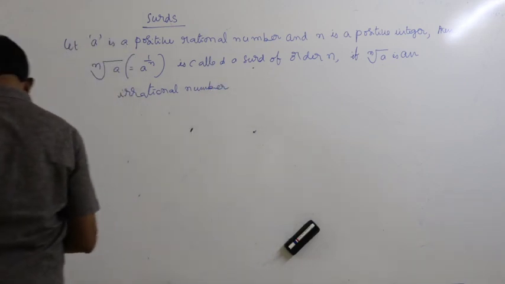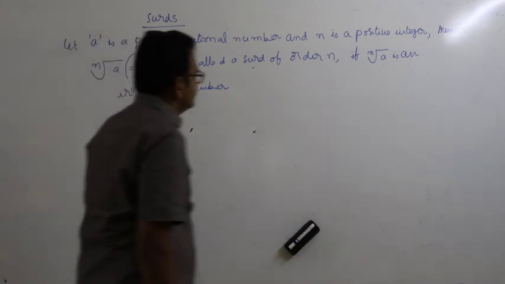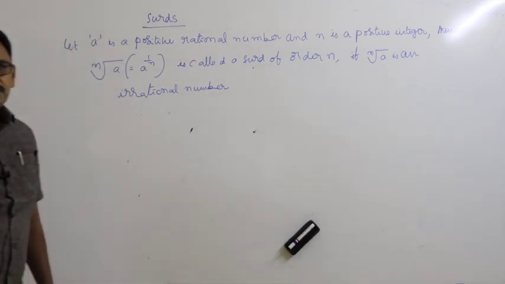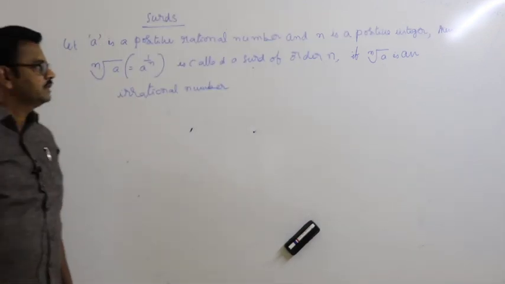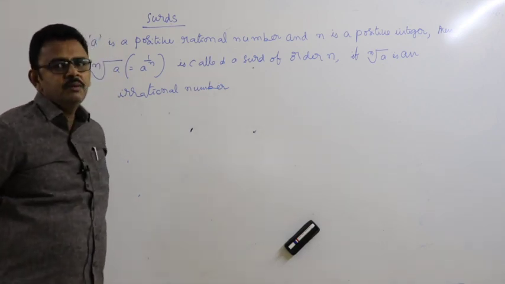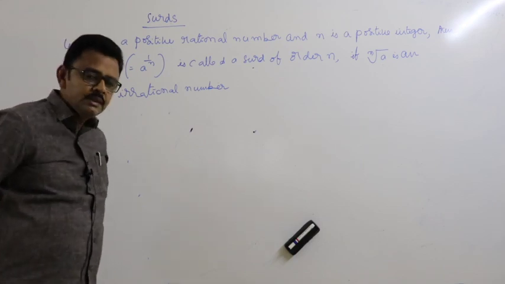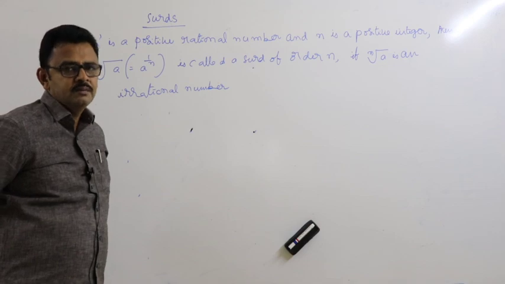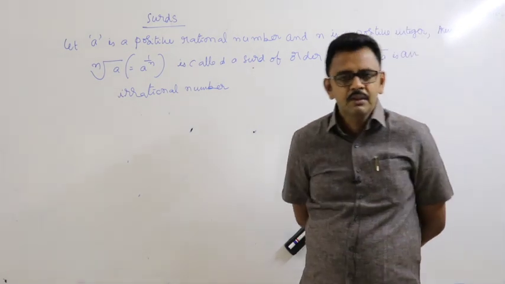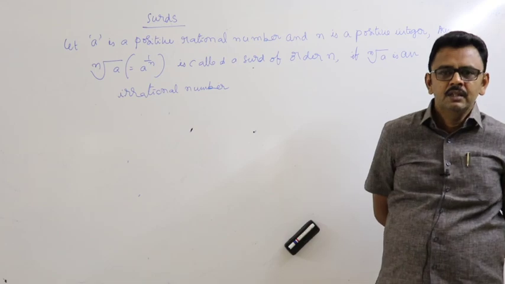A is a positive rational number, n is a positive integer. Integers means what? 0, 1, 2, 3, 4, minus 1, minus 2, minus 3. So these are all integers. A rational number means it is of the form p by q where q is not equal to 0. 2 is also a rational number, 2 by 1. 1 is also a rational number, 1 by 1. 0 is also a rational number, 0 by 1. 1 by 3 is a rational number. 2 by 5 is also a rational number.